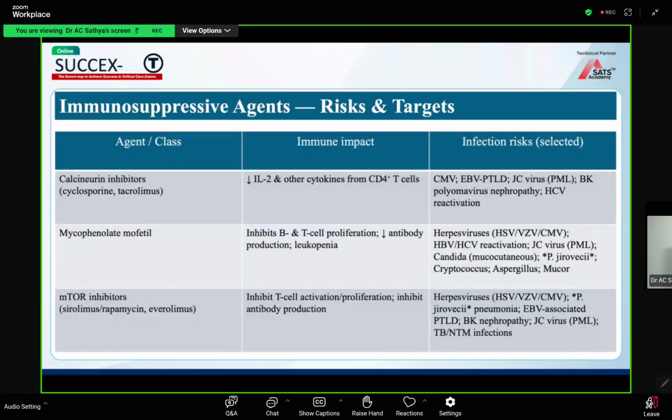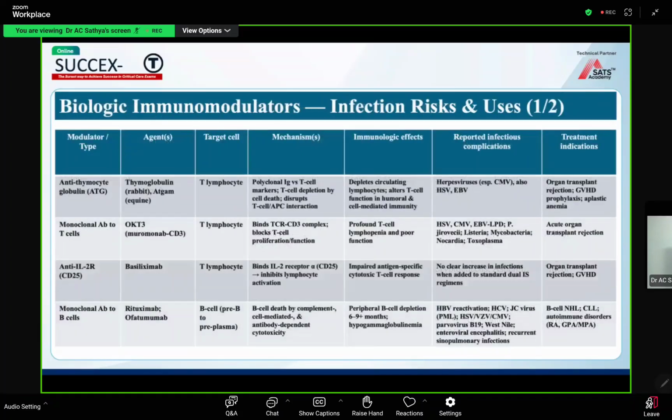So you'll have to go through this table to understand what cell lineage it affects and what infection it can cause. The same with biologic immune modulators. These immune modulators affect T cell or B cell function specifically, and I've given the indications at last. So when you look at this tabular column, you see a lot of viruses. T cell immunity, as I told earlier, will always involve viruses and intracellular pathogens.